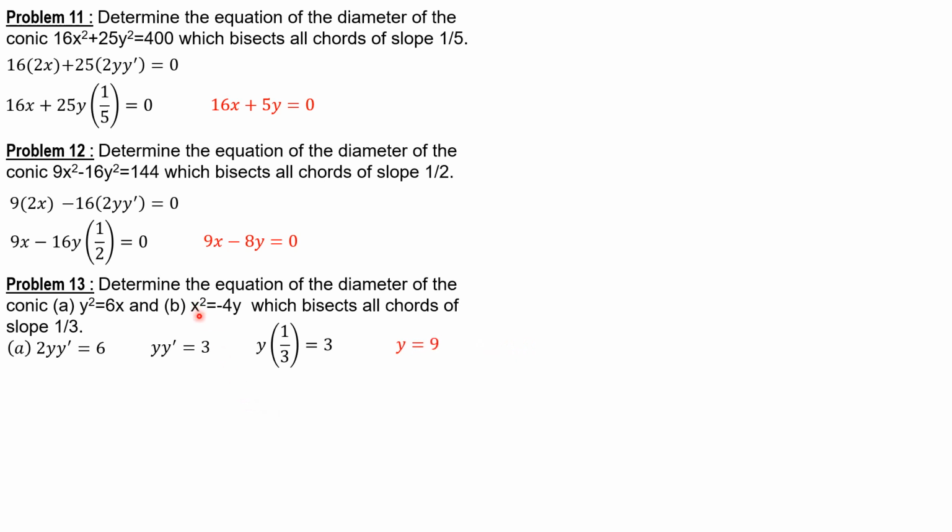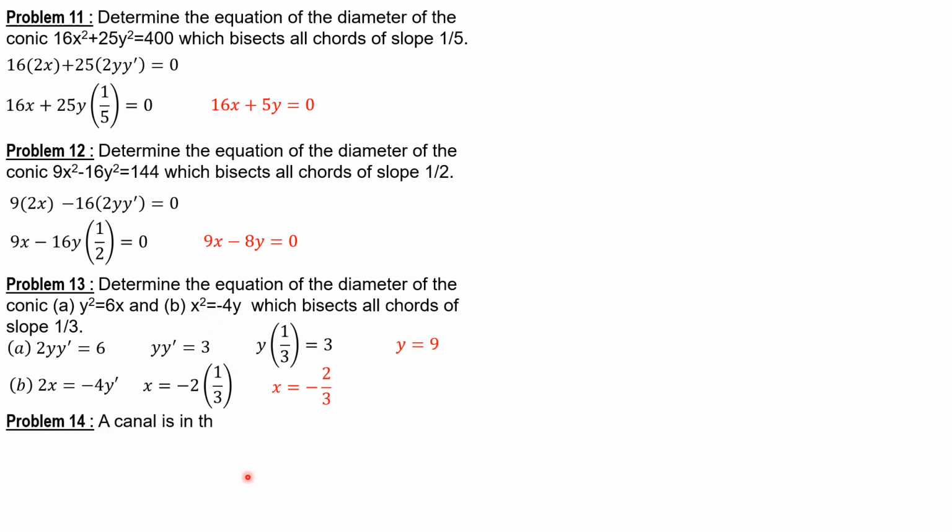For part B, 2x equals negative 4 y prime. So it simplifies to x equals negative 2 y prime. So x equals negative 2 times 1/3. So x is negative 2/3. So that's the equation of the diameter of this parabola that is open downward, vertex at the origin.